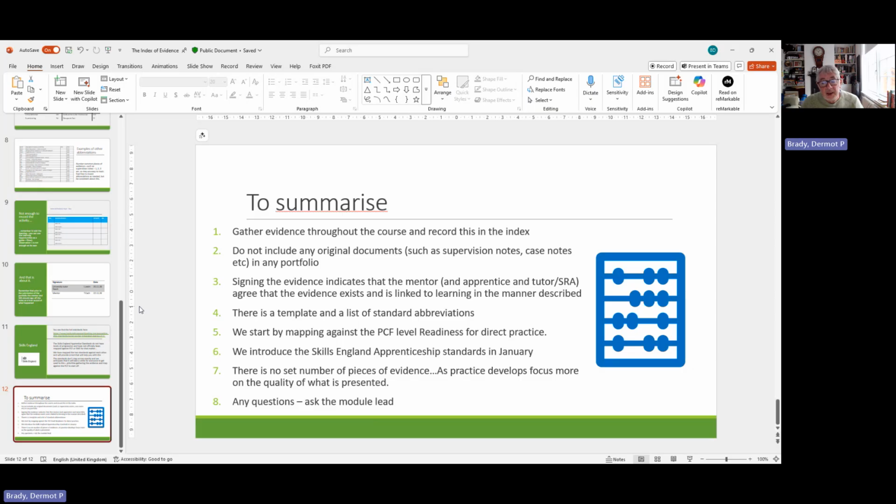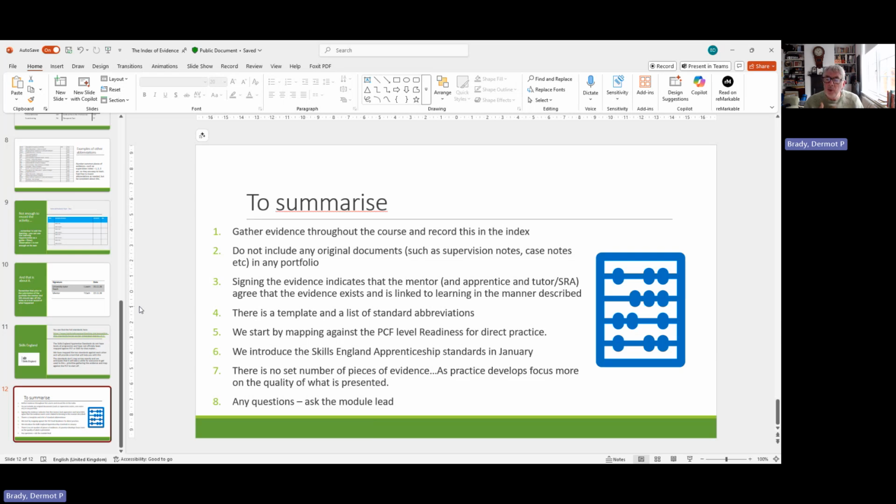We start by mapping against the PCF. As I said earlier, PCF has the advantage of having levels of progression. And at the start of everybody's course, it is always the readiness for practice level of the PCF. We bring in the Skills England apprenticeship standards from January in your first year of study. And as I said already, we'll give you guidance about that and kind of show you how you map one against the other. There are no set number of pieces of evidence, but as I say, if I see 3 or 4 or even 10, it's not making me ecstatically happy.